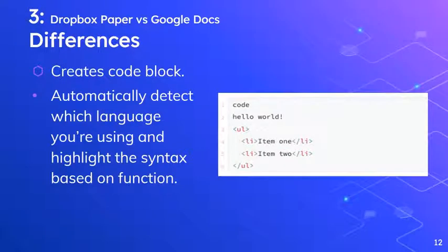Fourth, it creates code blocks. So another cool feature of Dropbox Paper is the code block. If you insert code in Dropbox Paper, as long as the code is in one of the 32 languages it knows, it will automatically detect which language you're using and highlight the syntax based on function. While you can't compile or run the code, the highlights help you quickly scan and keep track of what you've written.